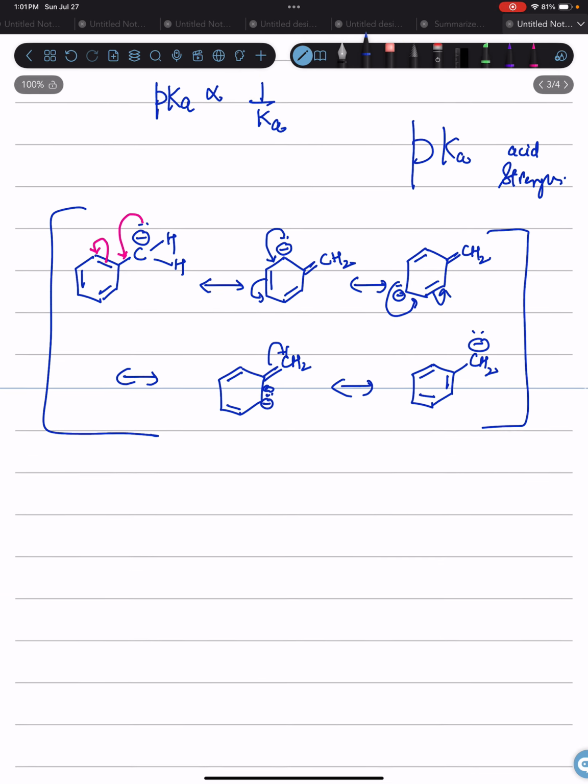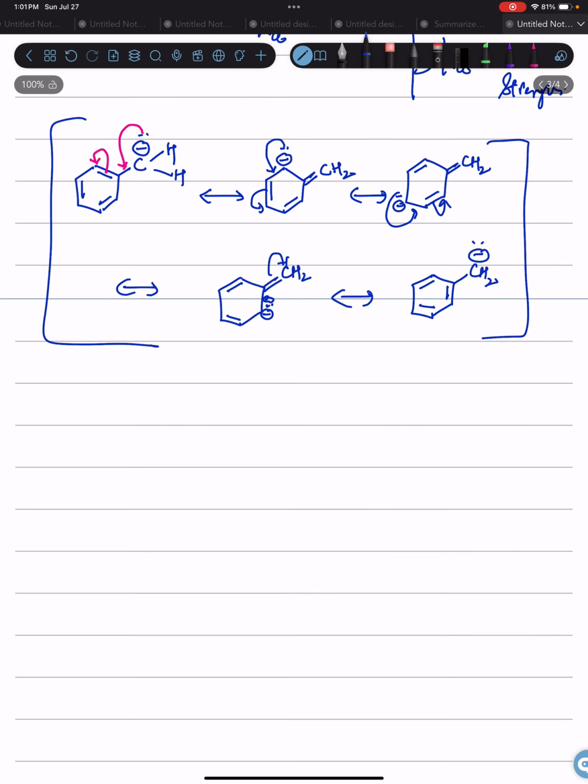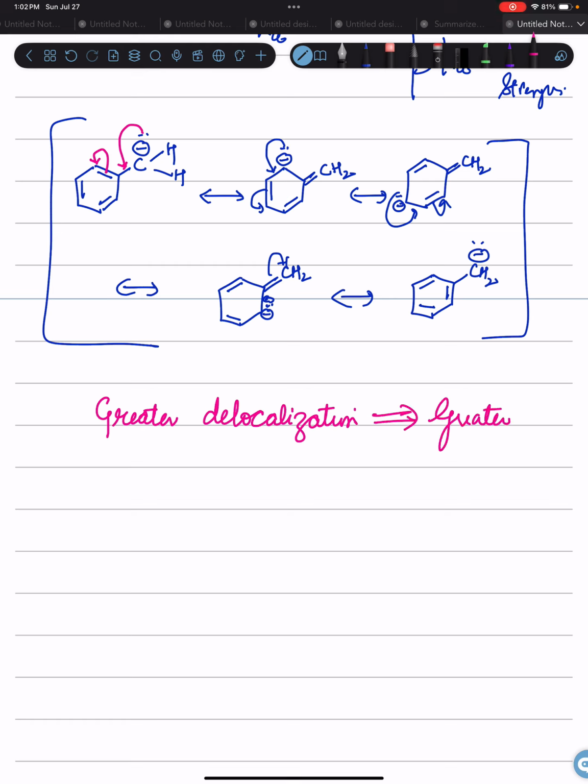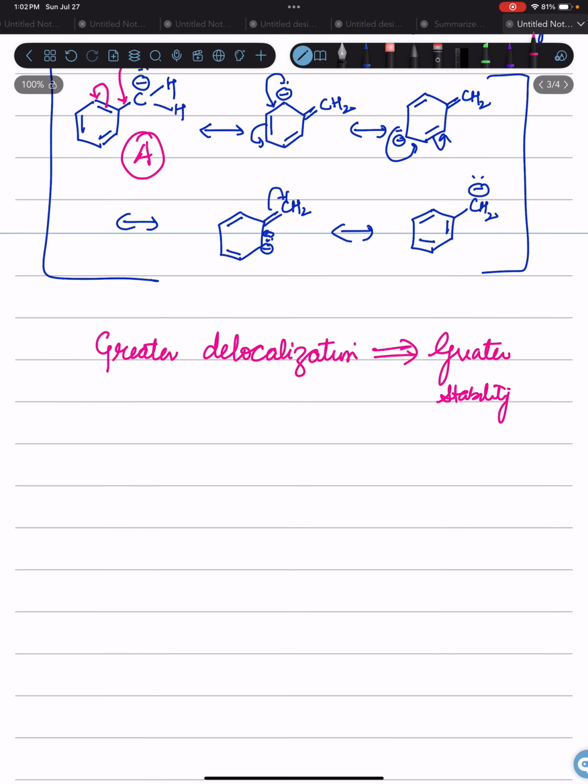Because of this resonance, there is delocalization of the charge. And we know that the greater the delocalization, the more is the stability of that species. Why? Because the charge gets delocalized, gets spread. It's not intensified at one place. So based on that, A is stable. But our aim is to compare the stability of A with B.